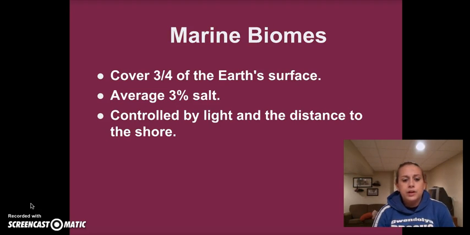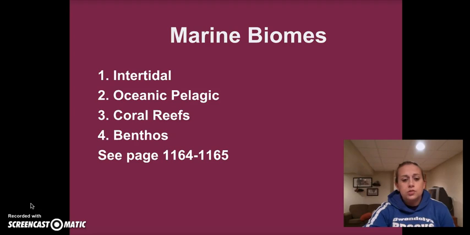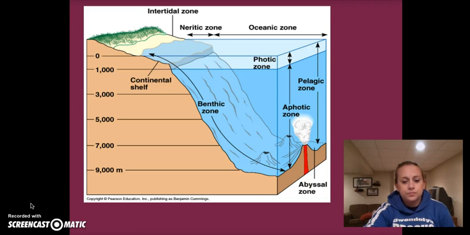Then we have marine biomes. Marine biomes cover about 75% of the Earth's surface. They on average are about 3% salt and controlled by light and the distance to the shore. With marine biomes, we tend to look at several different areas. So the intertidal zone, ocean pelagic zone, coral reef, and then benthos.